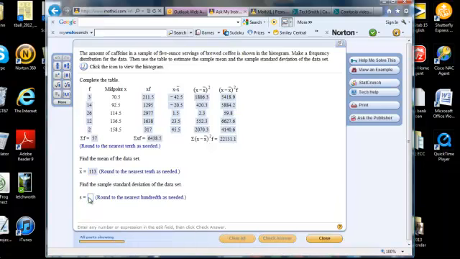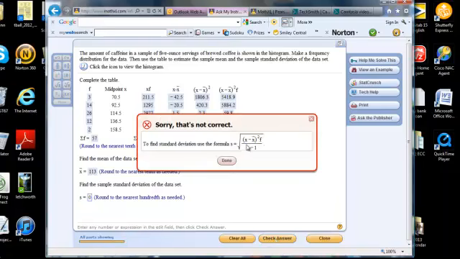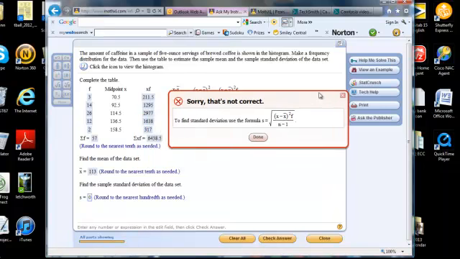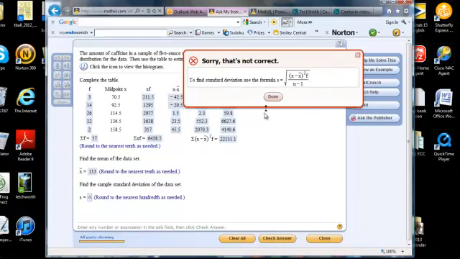All right, find the sample standard deviation of the data set. So now I'm going to get this wrong intentionally so that we can see what MathXL says to remind us of the formula. Okay, here is the formula. It's our x minus x bar squared times f column. So this is what's going to go in this numerator, divided by our n minus 1.